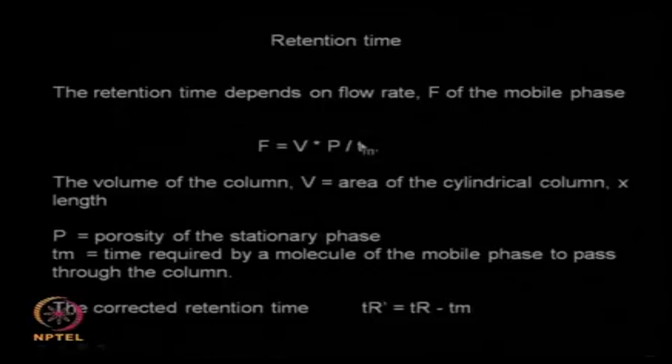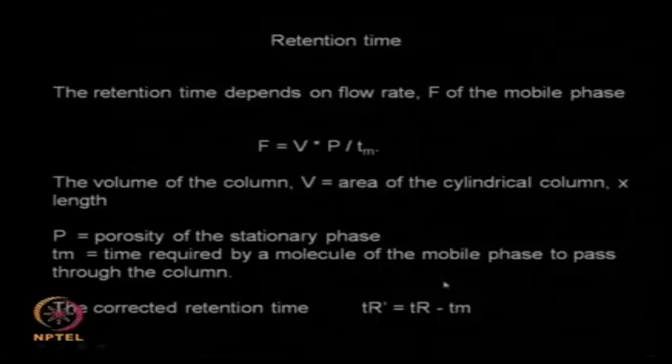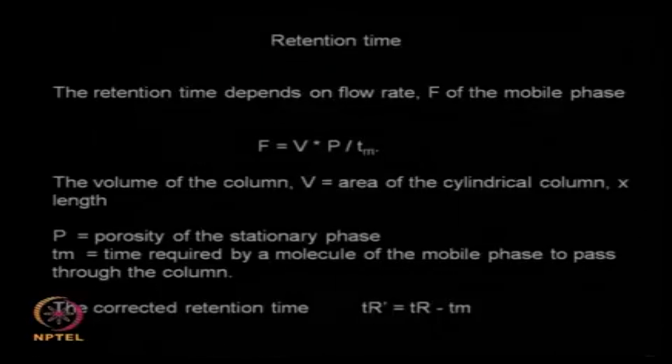Now there is something called the corrected retention time, which is given by Tr dash equal to Tr, that is the retention time we calculate, minus the Tm, that is the time required by a molecule of the mobile phase to pass through the column. That means if there is no interaction between the mobile phase solute and the stationary phase, then it is the time required for the molecule to just go through the column, and as I said, the columns are generally very long, maybe even going up to hundreds of feet. So that time needs to be subtracted to get the corrected retention time Tr dash.